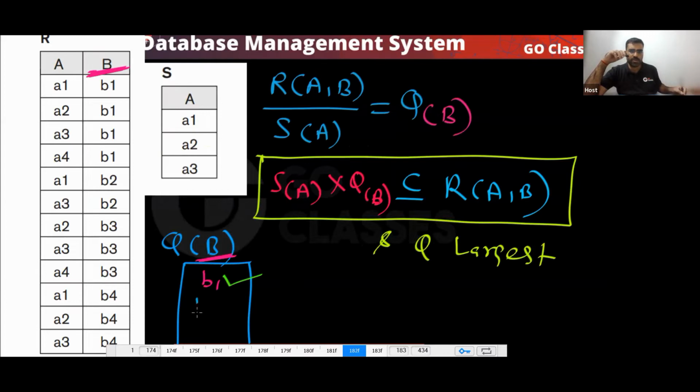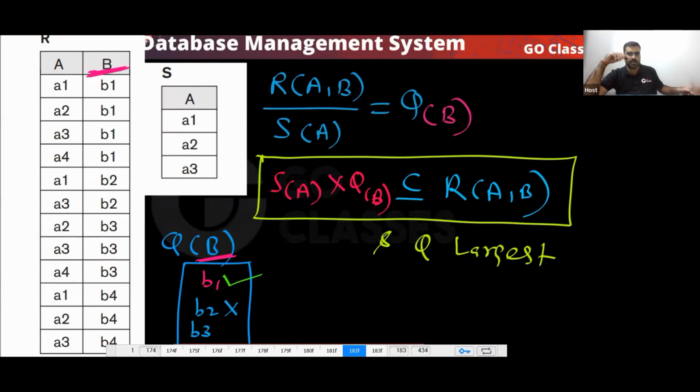Okay, what about B2? Can I put B2? Do we have A1, B2? Yes, we have A1, B2. Do we have A2, B2? Let's check A2, B2. We don't have. So we cannot put this.